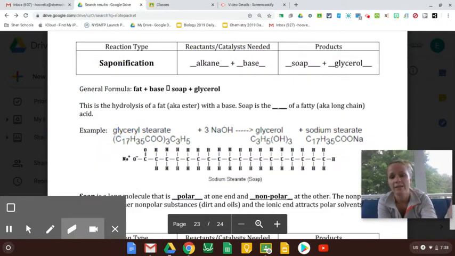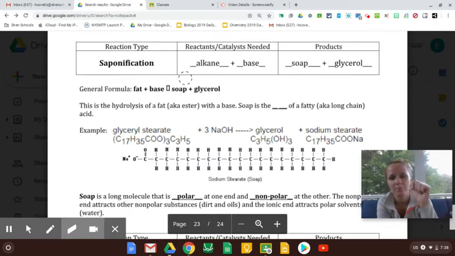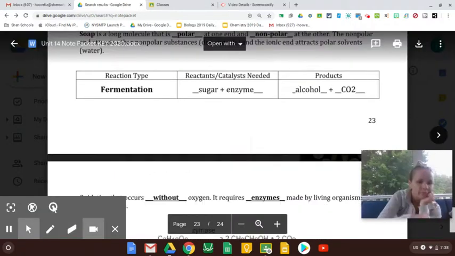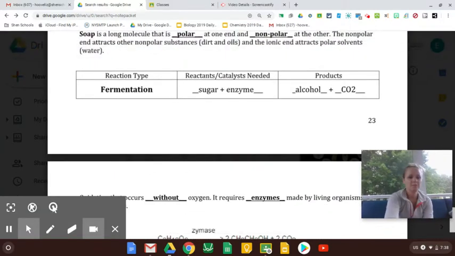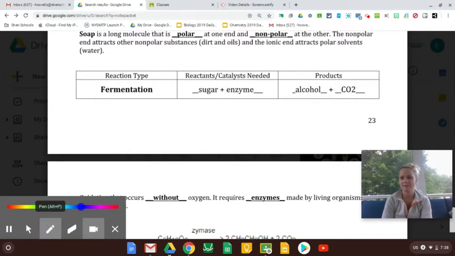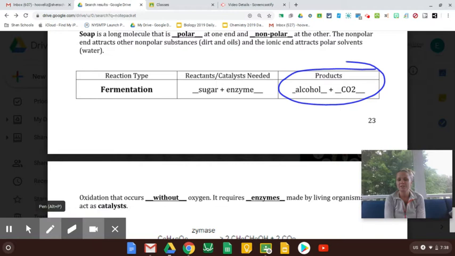So if you were asked to identify what kind of reaction this is, you'd go, okay, that's an alkane and that's a base. That must be making soap. That must be saponification. Okay, fermentation is making of what? Ferment. What is that? Alcohol, right? The product of fermentation is alcohol.